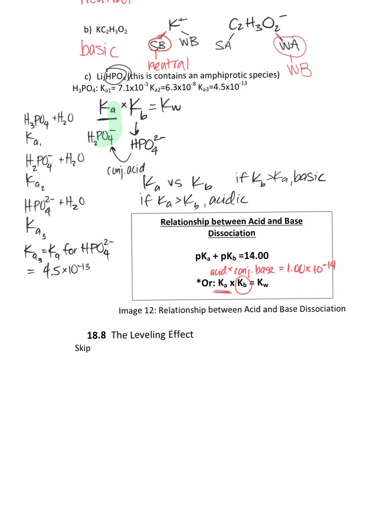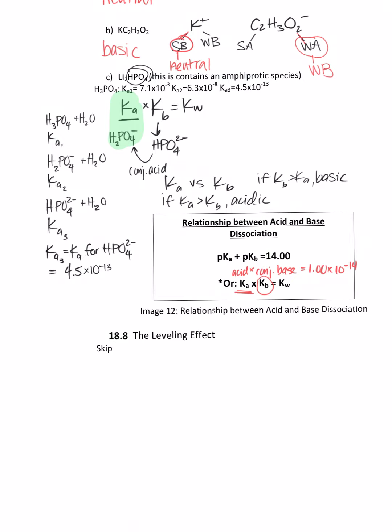I know I want the Ka of dihydrogen phosphate. Well, let's look back over here and look for dihydrogen phosphate. That corresponds with Ka2, so that's the second hydrogen that's going to be deprotonated. Ka2 is given up at the top.